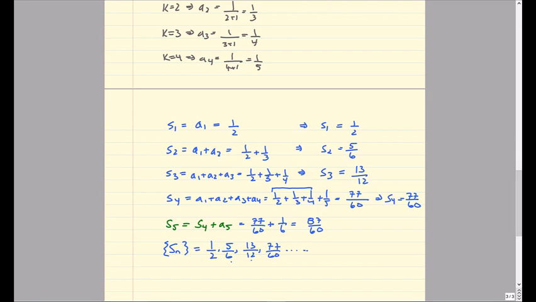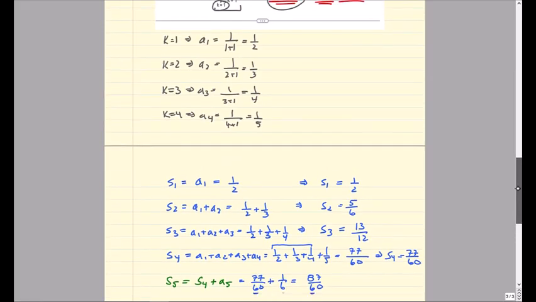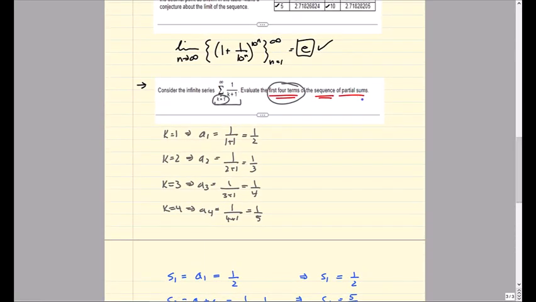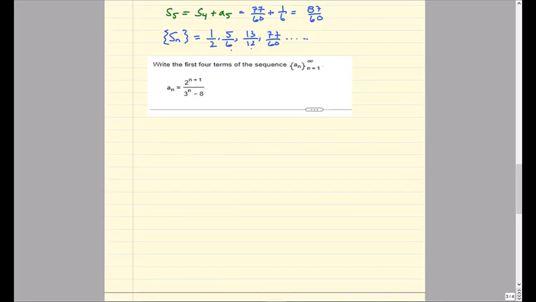So when you're working problems from here on out in this unit, make sure you're looking at whether you are looking for partial sums or just looking for terms of the sequence, because it's a very different problem. And in this one, of course, you were looking at partial sums. So this one says, write the first 4 terms of the sequence. So we're not finding partial sums here, we're just finding those terms.